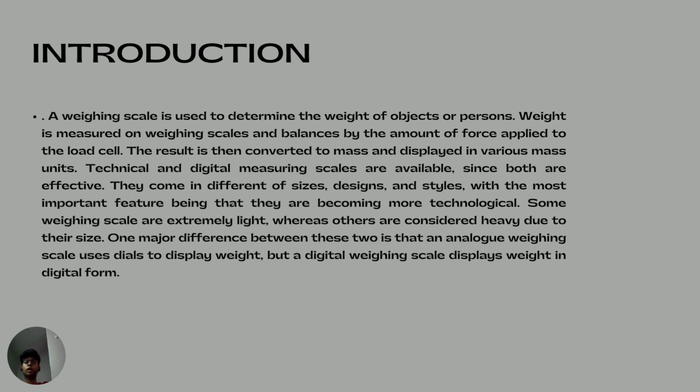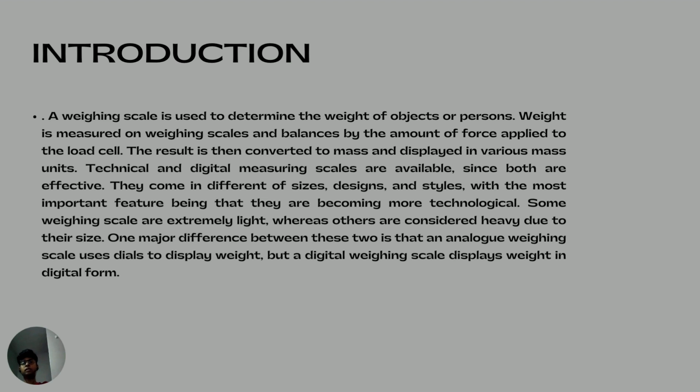So this is the introduction, where a weighing scale is used to determine the weight of objects or persons. Weight is measured on weighing scales and balances by the amount of force applied to the load cell. The result is then converted to mass and displayed in various mass units. Technical and digital measuring scales are available nowadays since both are very effective.